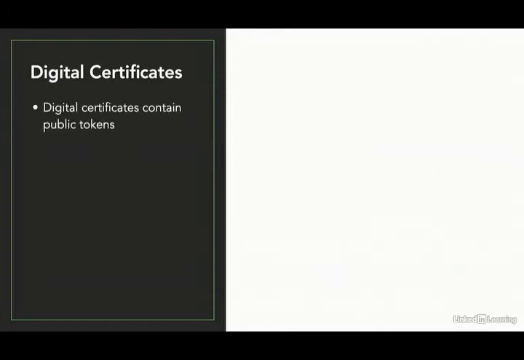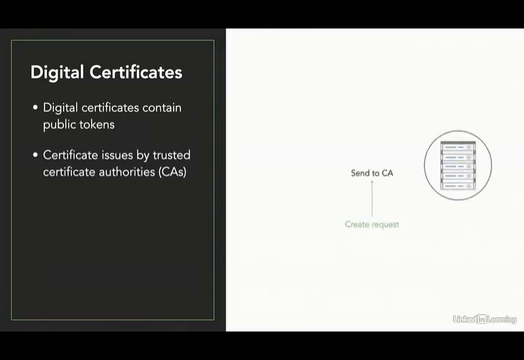These digital certs contain public tokens used in the cryptographic process. They are issued by known and trusted Certificate Authorities, or CAs. A server that wishes to host a secure website must go through the certificate enrollment process. They first create a request. This request is then sent to a CA who generates a certificate. This issued certificate can then be installed on the server.